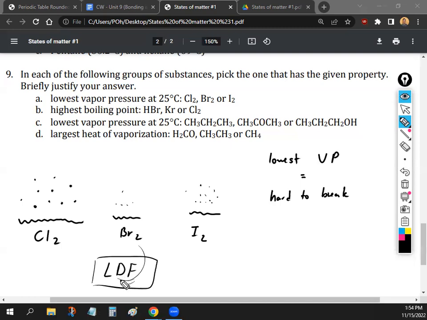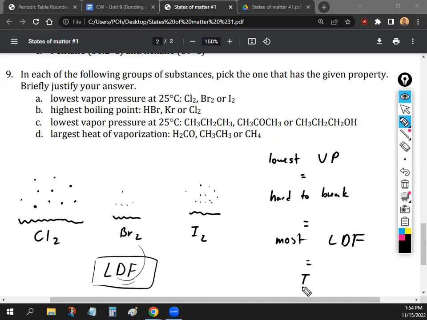So basically we want to figure out which one has the most London dispersion, because whichever one has the strongest London dispersion is going to break apart the least. So which one of these three has the most London dispersion forces?